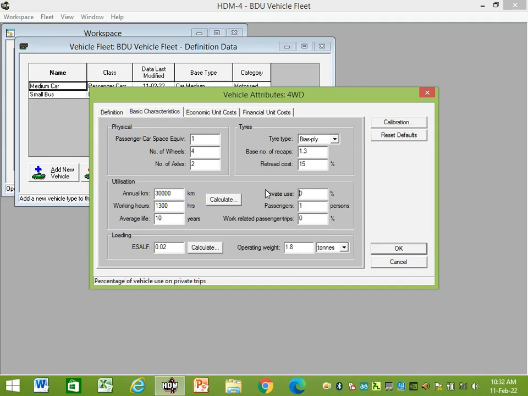Private use, 50-50. Work related, 50%. Number of passengers, I'm sure it will be more. Let's take 3. So 50% of the time for private use and 50% of the time for work related. Four-wheel drive. You can see the SL factor and the operating weight of the vehicle.